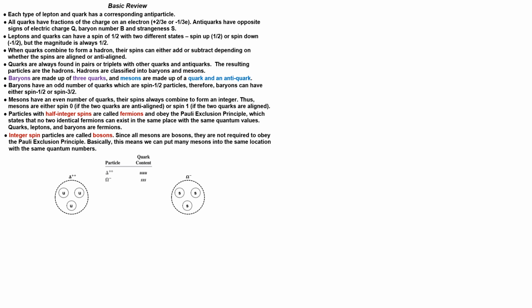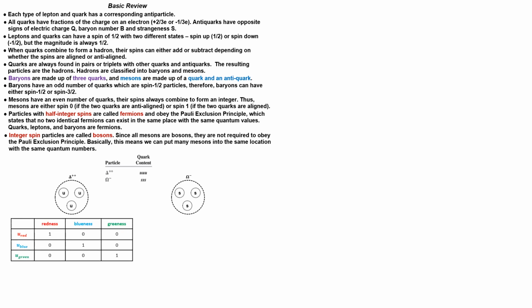The solution to the exclusion principle dilemma came in 1964 from the physicist Greenberg, who postulated that each quark flavor came in three varieties, which are whimsically called colors, in addition to their other properties. The color charge of a quark has three possible values: red, green, and blue. Thus, a red quark would carry 1 unit of redness, 0 blueness, and 0 greenness. Its antiparticle carries -1 unit of redness, and so on.